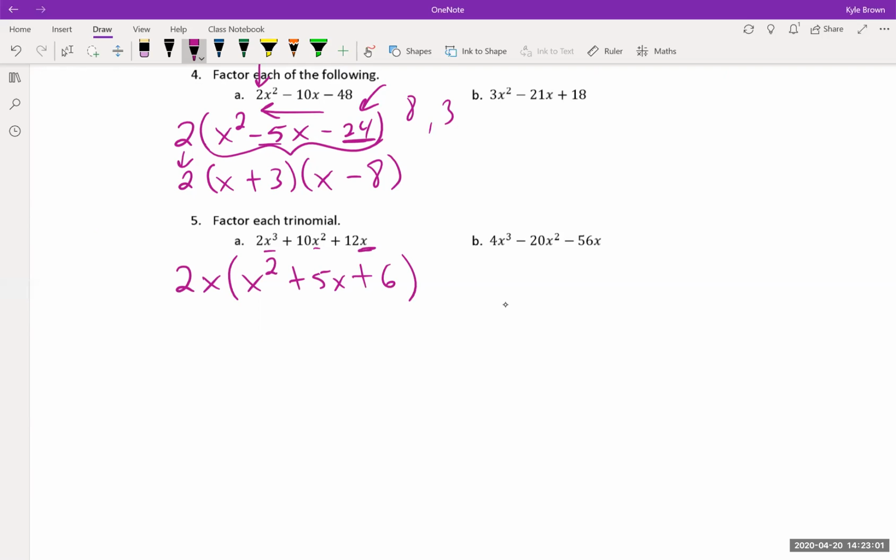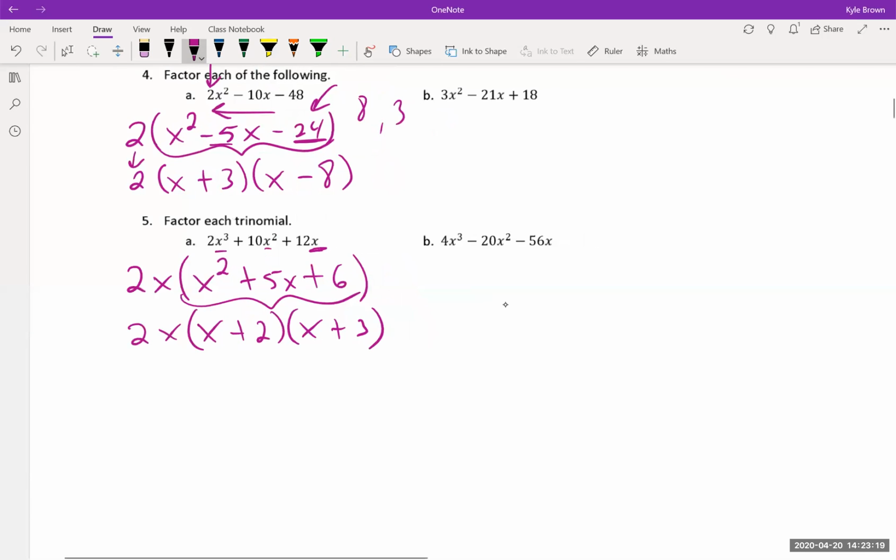So, oh, we've already actually done this one. So what we've got left is 2x. And then this I can just factor like I did above. So it's going to be brackets. They both get an x. And then we already did this. This is plus 2 and plus 3 from above. Okay. So that's that one.